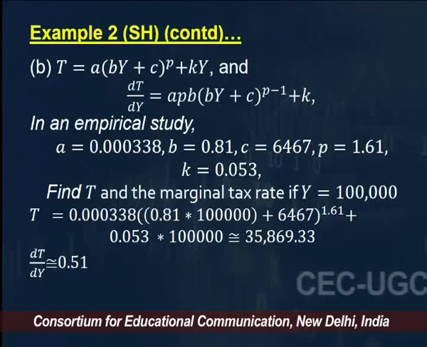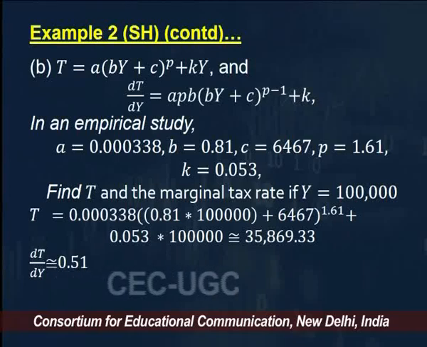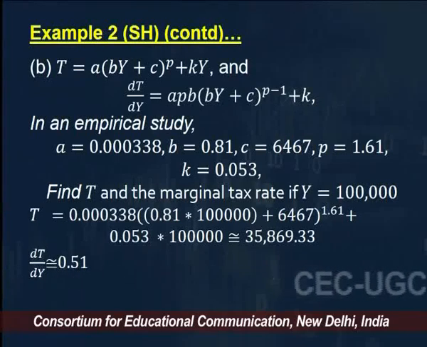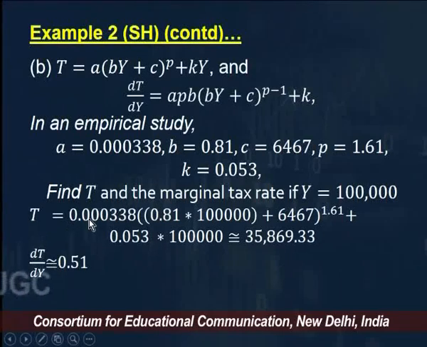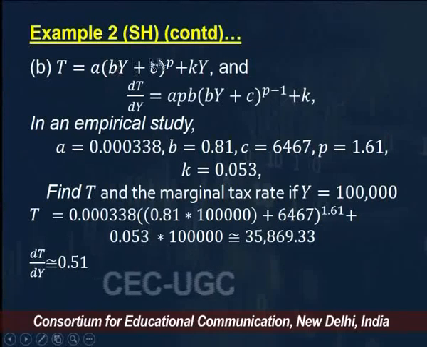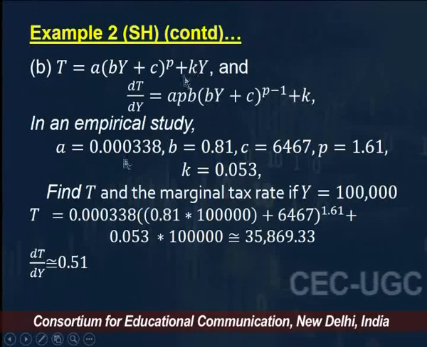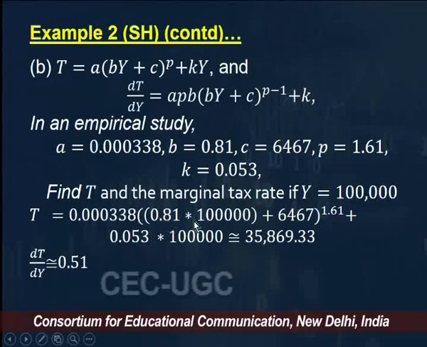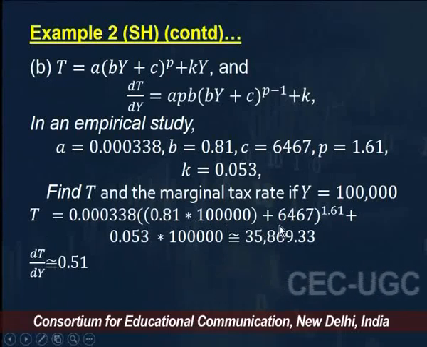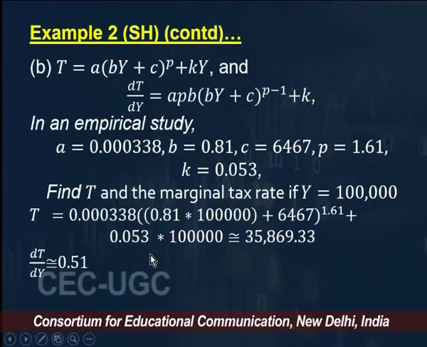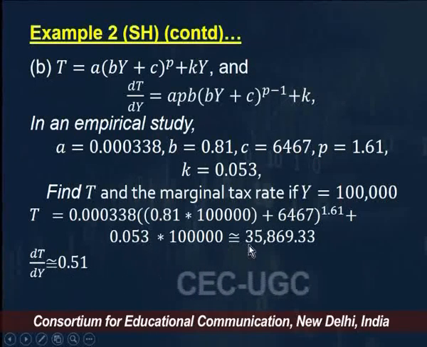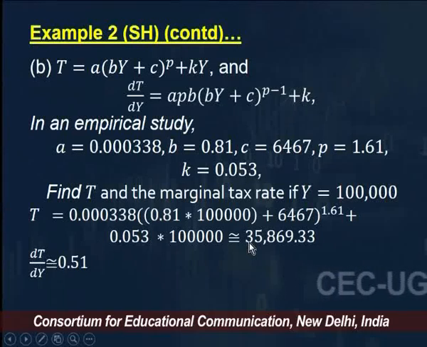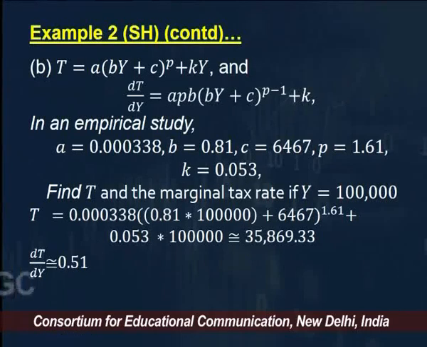So if these are your parameters, then the question asks you to find capital T, the total tax paid, and the marginal tax rate if Y is equal to 100,000. Now T would be nothing but we just substitute all these values into the expression along with Y equal to 100,000. So once we do that, we get 0.000338 times (0.81 times 100,000 plus 6467) to the power 1.61, plus 0.053 times 100,000. And that gives us approximately 35,869.33. So this is the total tax paid.